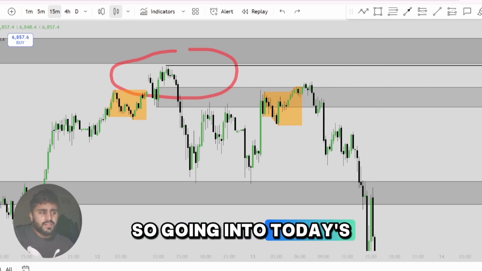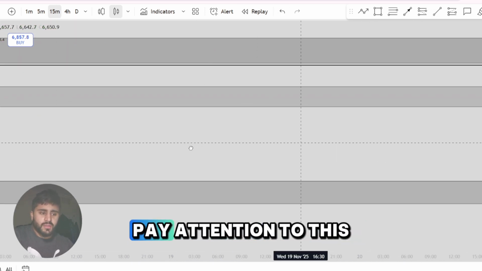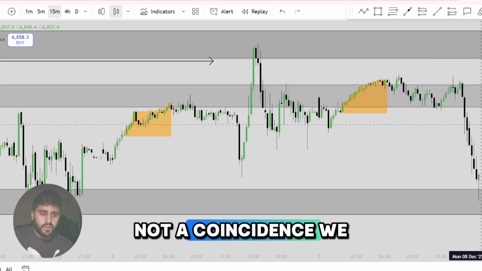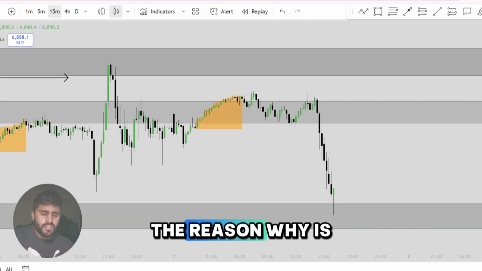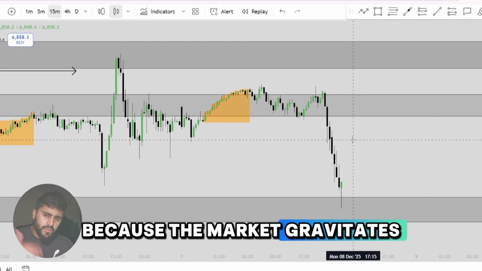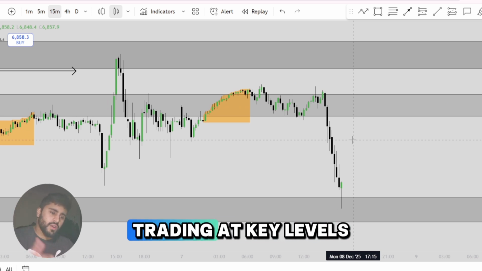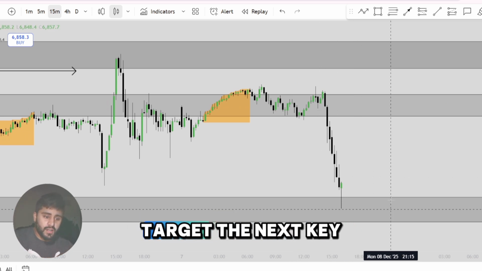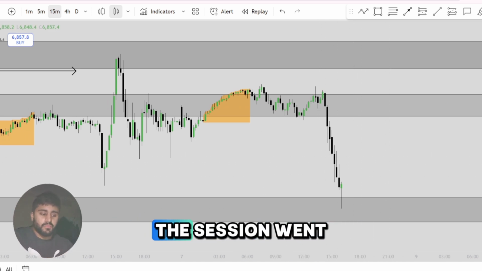So going into today's session, you needed to actually pay attention to this level, right? It's not a coincidence we sold off from this level. The reason is that the market gravitates towards key levels, and you want to be trading at key levels and just target the next key level. That's basically how the session went.